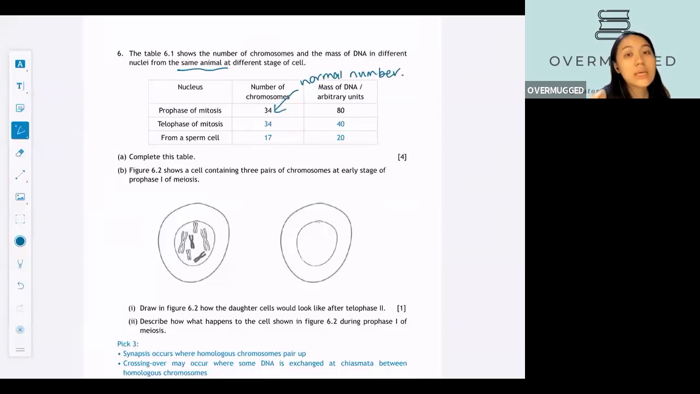Okay, telophase of mitosis. It's a bit tricky here. Telophase is when it hasn't split yet. Splitting up is cytokinesis. So it also has 34 chromosomes. But if it is a sperm cell, it has to be 17. Why? Because 17 is half the number of chromosomes. Sperm cell is your gamete, right? So half the number of chromosomes. Okay, now we're talking about DNA.